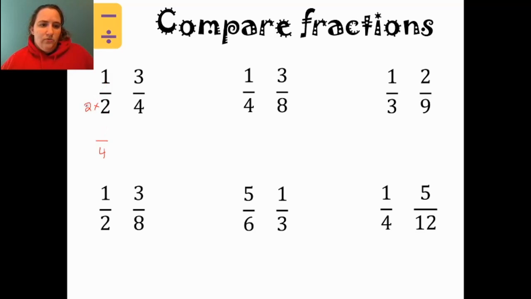And what we do to one side, we must do to the other. So if we multiply by 2 on the bottom, we've got to multiply by 2 on the top. And 2 times 1 equals 2. So we have 3/4 and 2/4. Which is bigger? Well, 3/4, right?